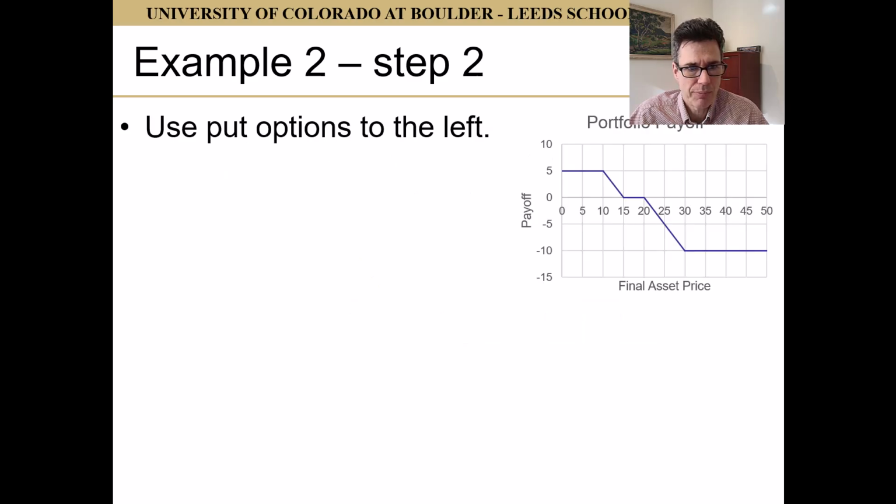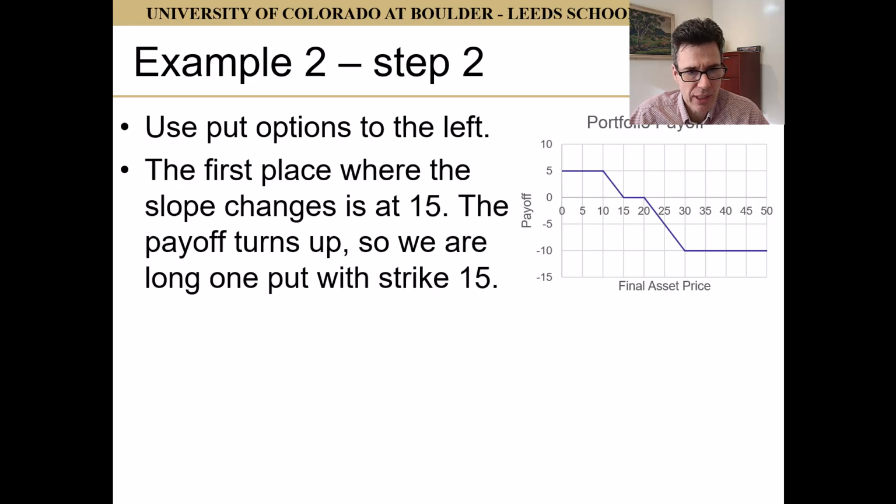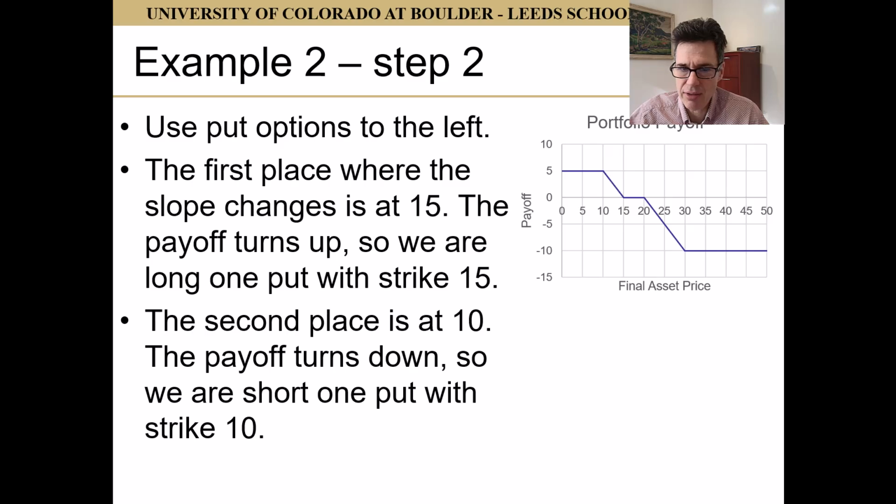Step 2, use put options to the left. The first place where the slope changes, again, we're starting between 15 and 20, we're going to the left, is at 15. The payoff turns up, so we're long one put with strike 15. The second place it changes is at 10. The payoff turns down, so we go short one put with strike 10. And that's going to draw everything below 20 in our payoff diagram. And we know because they're puts, they don't affect anything above, in this case, 15.